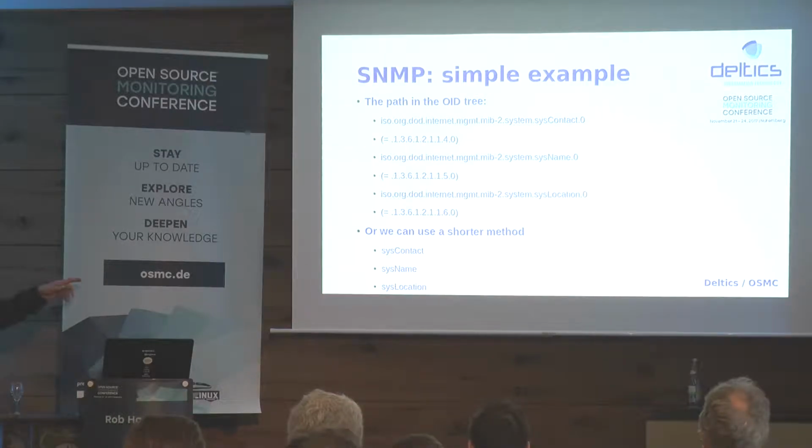But we can also use a shorter method to write it, and then we just ask for syscontact. So it knows that it needs all the stuff in front, and when we do an SNMP get, we can just ask for syscontact, and then it will get the information as well.